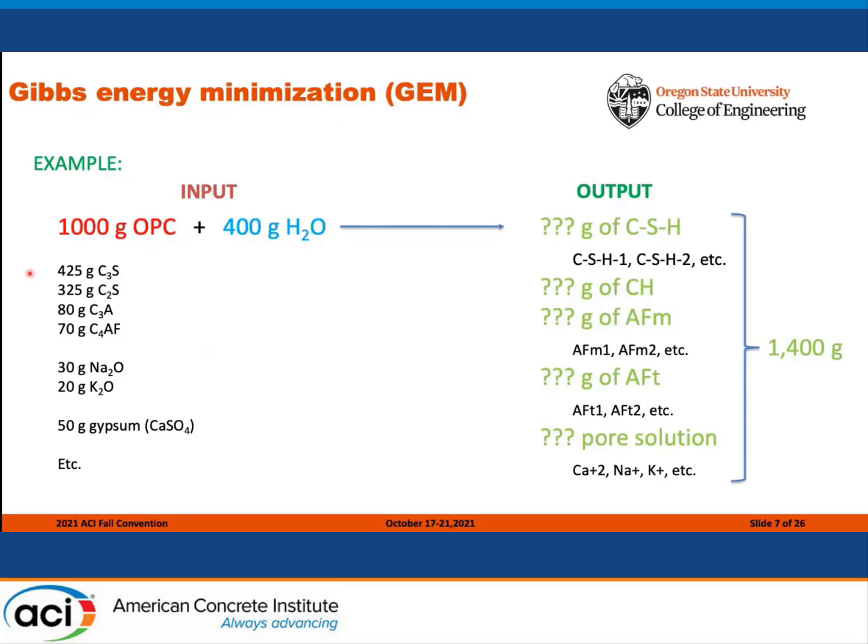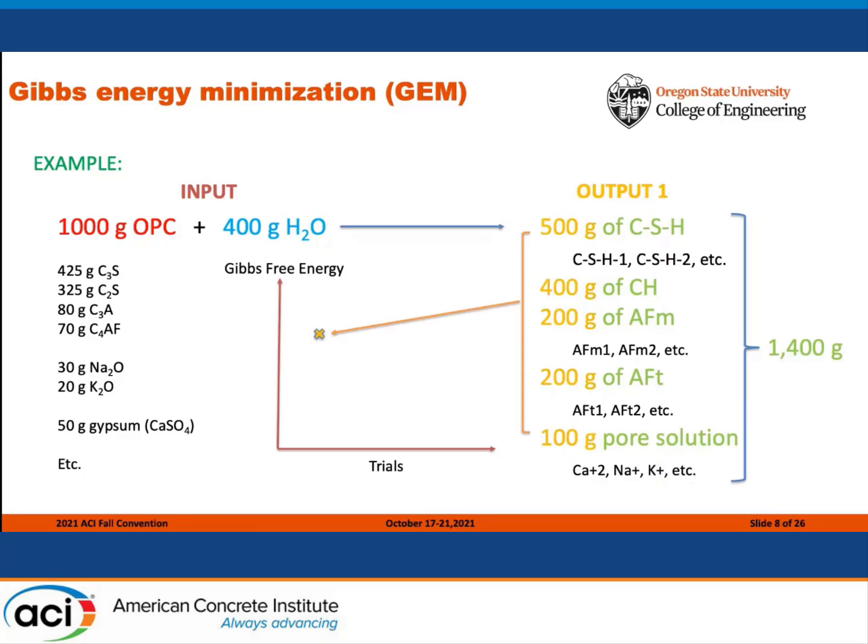And you provide this input data to the GEMS free energy minimization algorithm to find what kind of products we form. Now, we know that when ordinary Portland cement and water react, we would get calcium silicate hydrates, calcium hydroxide, AFm phases, AFt phases, and the pore solution will also have several ions with different compositions. The question is, can we use the Gibbs free energy minimization algorithm to predict how much of these individual compounds form?